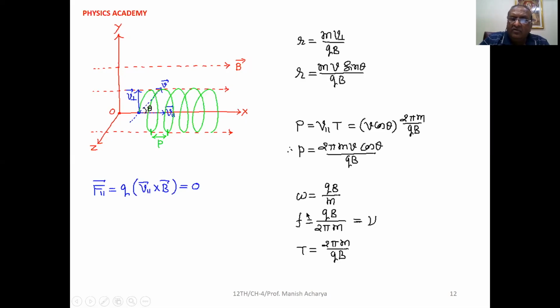And the angular frequency, the frequency and periodic time we can give by the same equations which we discussed in the previous theory. So angular frequency omega is qB upon m, frequency f is qB upon 2 pi m, and period of its revolution is T equal to 2 pi m upon qB. Frequency we also represent by the symbol nu. Clear to all of you?